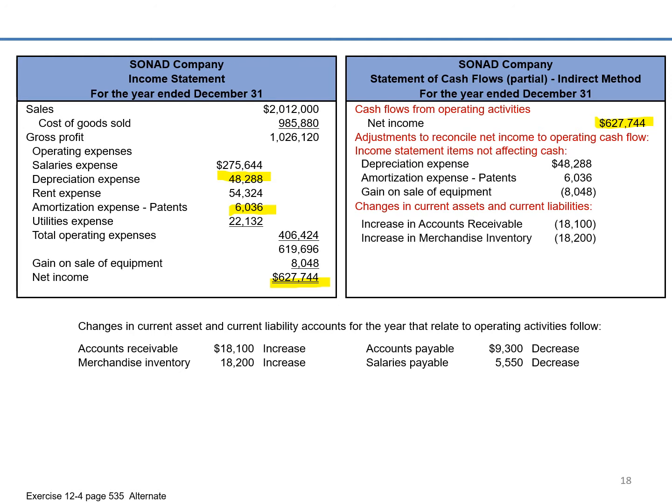Then you have accounts payable and salaries payable decreasing. Liabilities go in the same direction from a cash flow perspective, so you're going to subtract those. Decreases are subtracted, increases are added in liability accounts. So you should have $622,870 as your cash flow from operating activities.